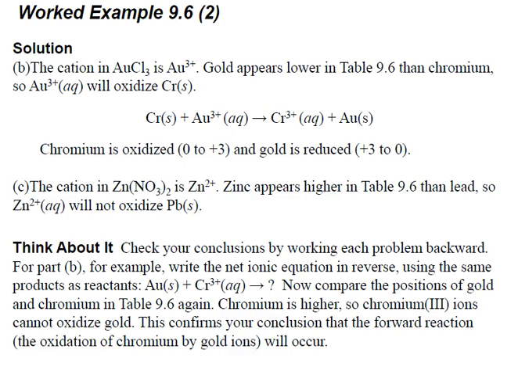Check your conclusions by working each problem backward. For part B, for example, write the net ionic equation in reverse, using the same products as reactants. Now compare the positions of gold and chromium. Chromium is higher and cannot oxidize gold. So this confirms your conclusion that the forward reaction will occur and not the reverse. So you could write all of these backwards and then they would occur backwards. That may be confusing, so don't do that if you're understanding this really well. But just to get a better understanding, you could go through that.